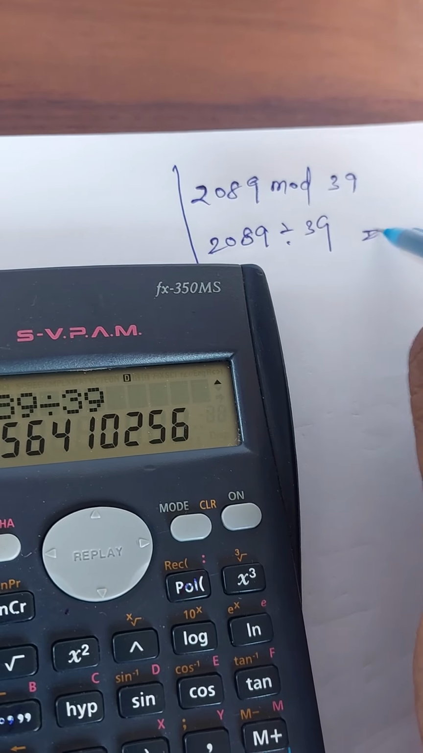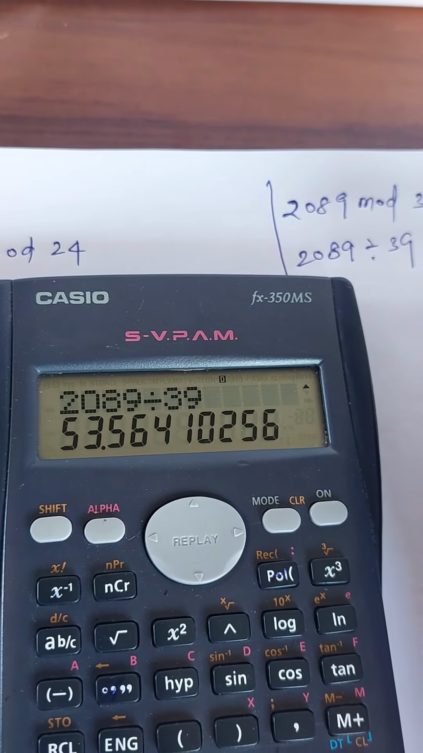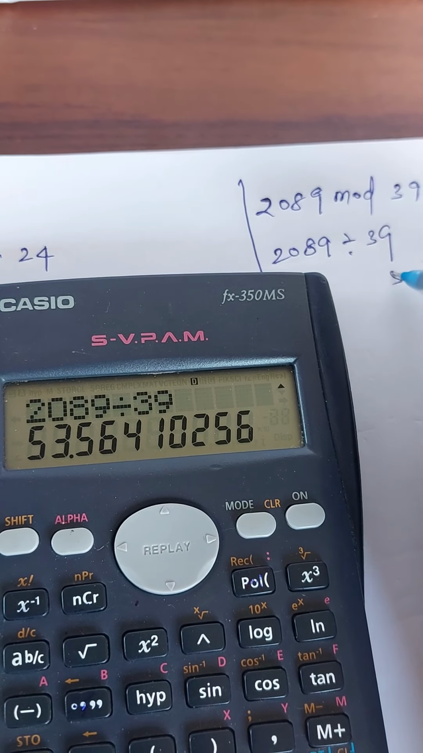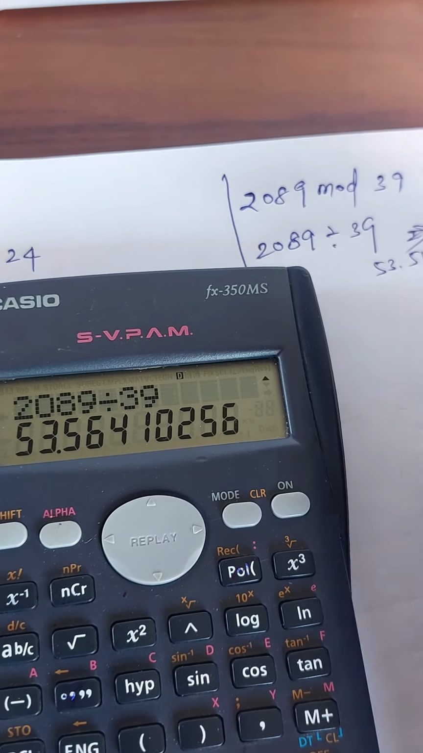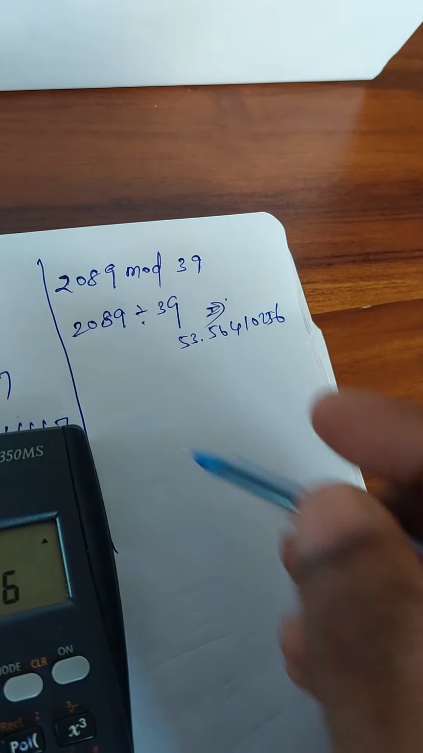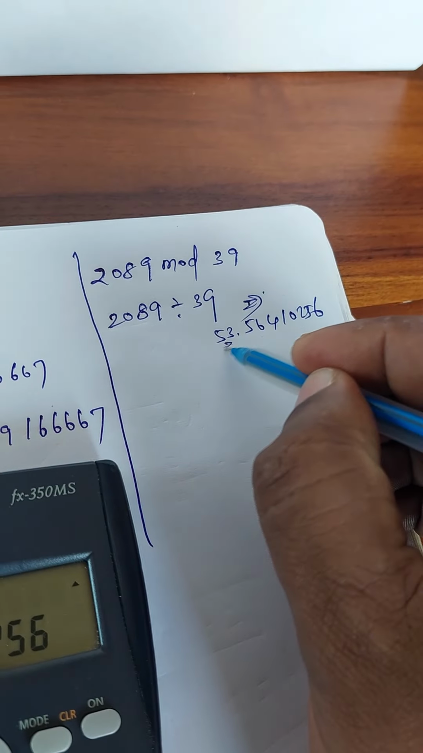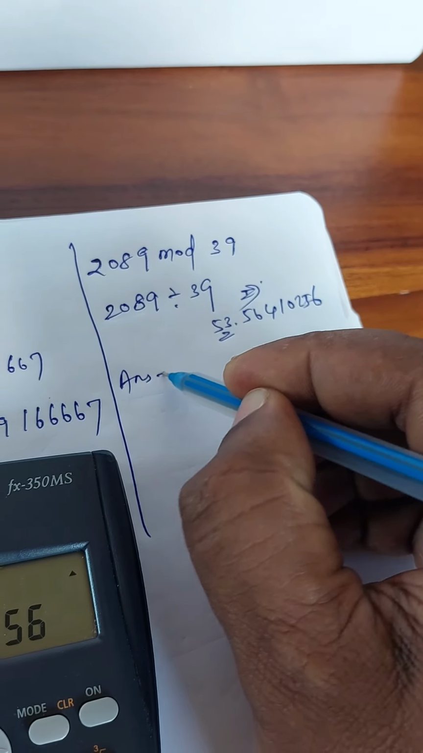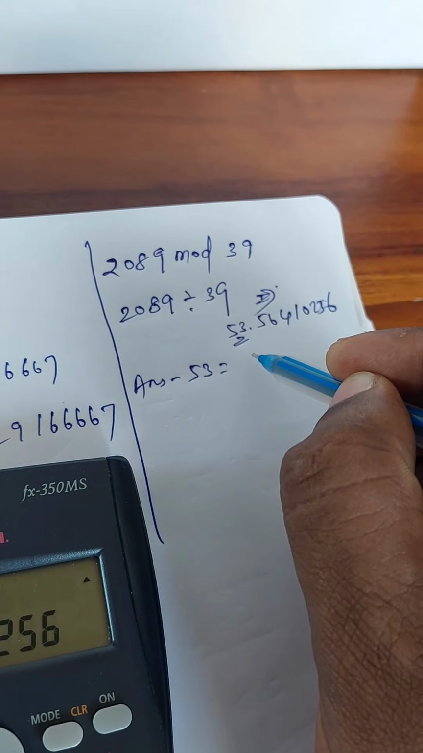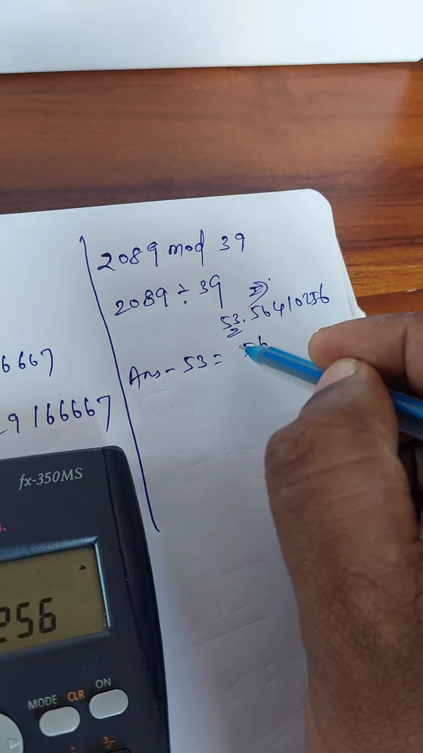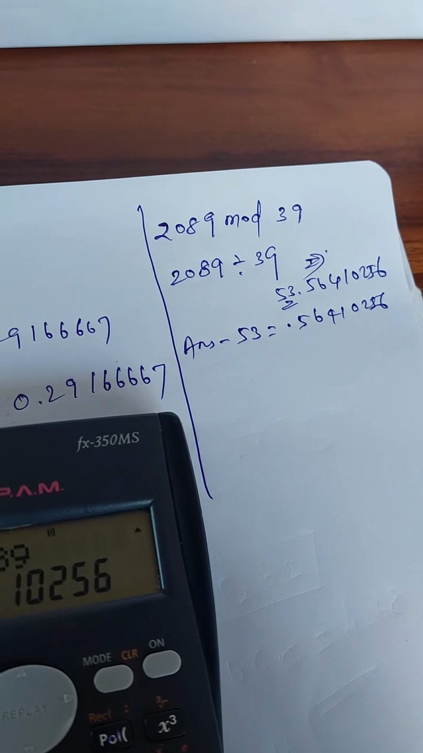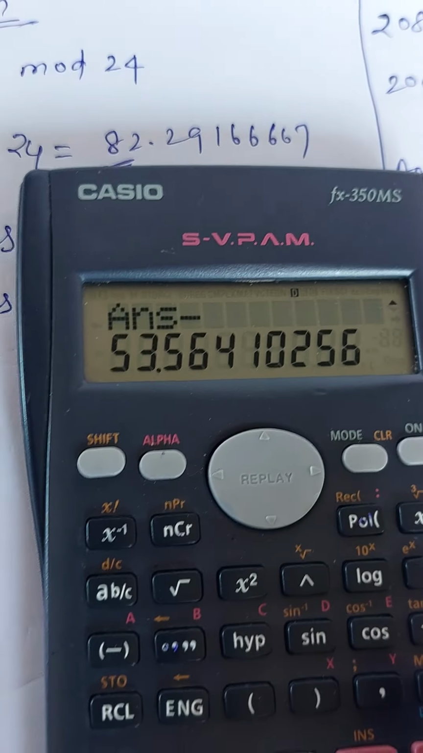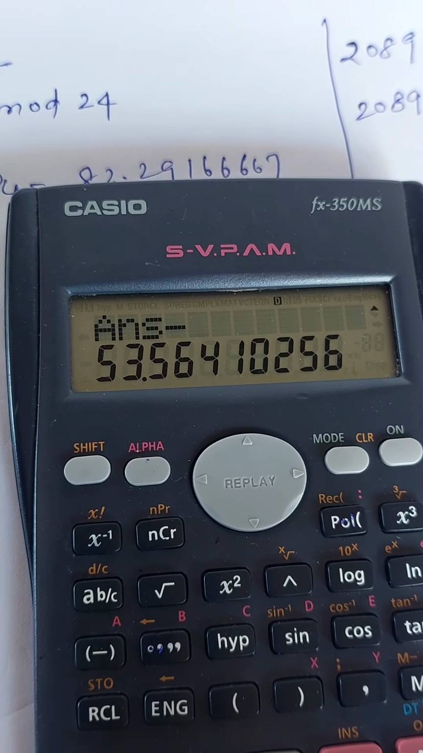This is the first step. That is, we are getting 53.56410256. The second step is answer minus the real part. So answer minus 53, that gives 0.56410256. Answer minus 53.